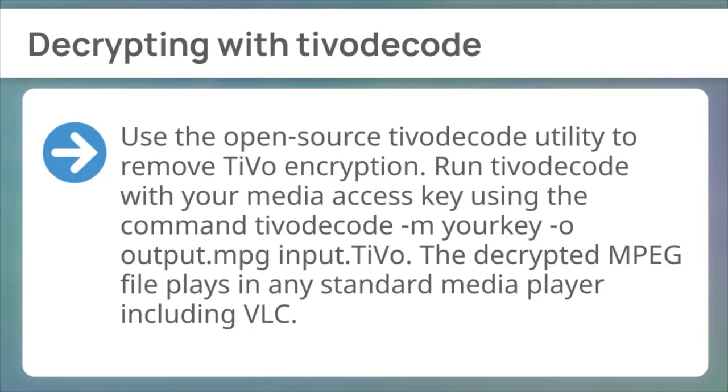Use the open-source TiVo Decode utility to remove TiVo encryption. Run TiVo Decode with your media access key using the command tivodecode -m YOURKEY -o output.mpg input.TiVo. The decrypted MPEG file plays in any standard media player, including VLC.